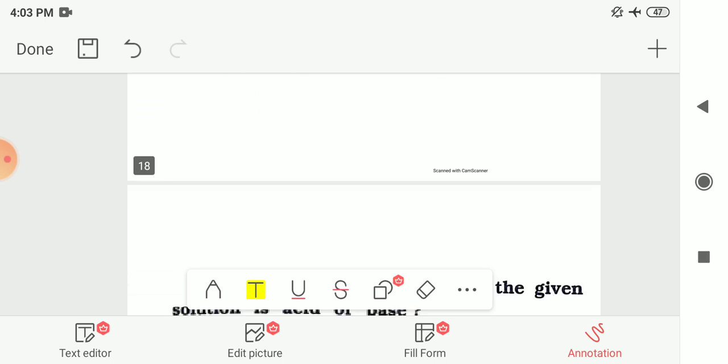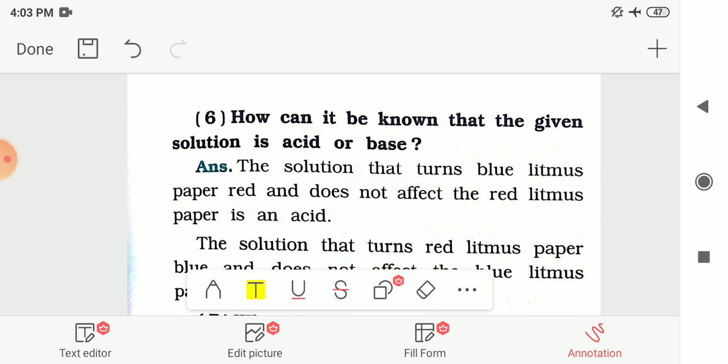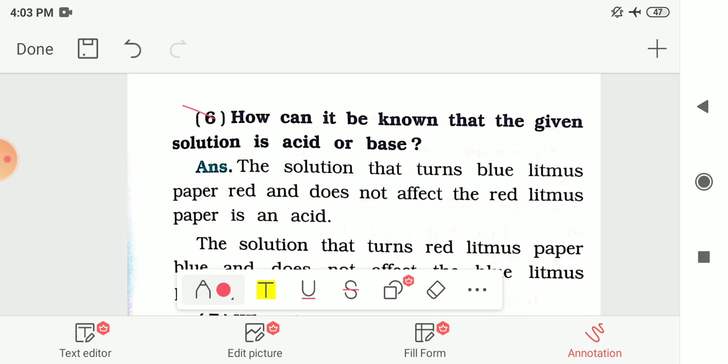Next, sixth number, how can it be known that the given solution is acidic or base? How can we get to know that the given solution is either acidic or basic? The solution that turns blue litmus paper red and does not affect the red litmus paper is an acid. As we had seen, acids turn blue litmus paper into red. So by checking whether the solution turns blue litmus paper red, we can say that substance or solution is of acidic nature, and it will not affect the red litmus paper.